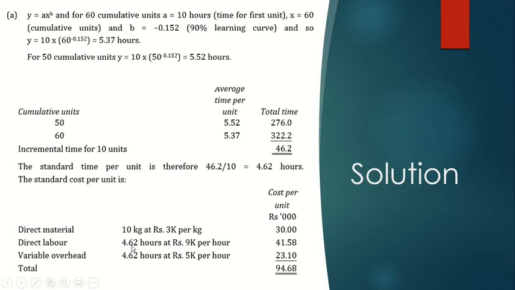When we are producing the first unit, our time requirement was 10 hours. Now, if we are producing 60 units, what will happen? In our fourth quarter, our average time requirement will be 4.62 hours. This 4.62 hours we can apply for both direct labor and variable overhead. So here 4.62 into the rate, which will be the same, 9,000, and 4.62 into 5,000. So here we can find the standard cost of a product in quarter number 4.